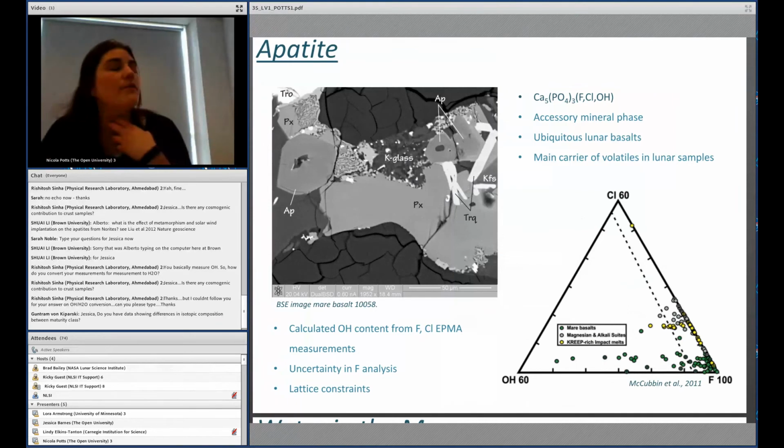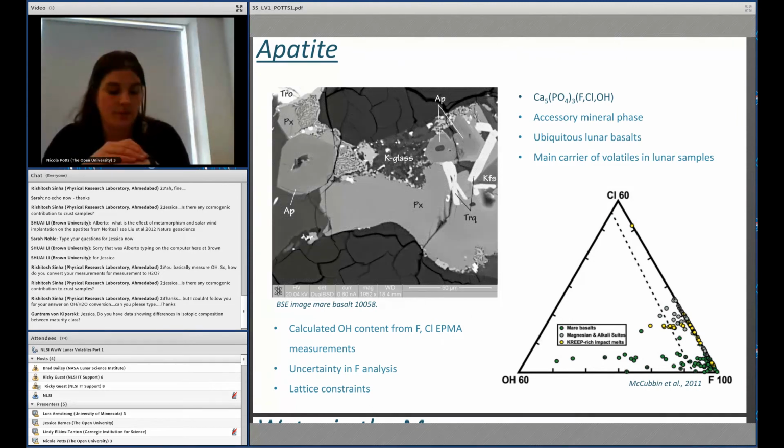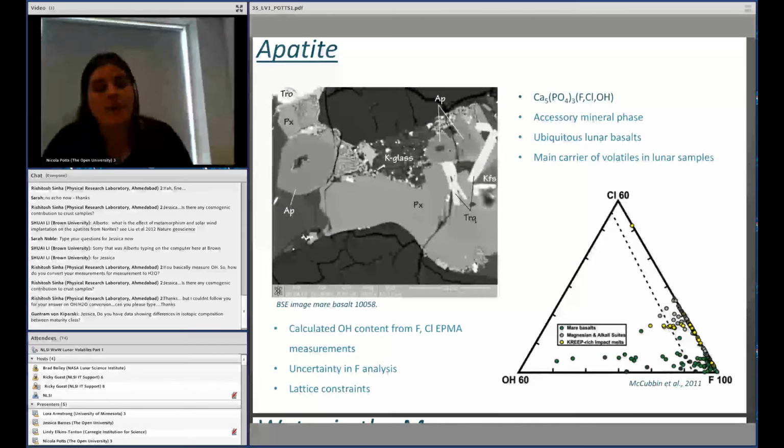So I'll just move on to the apatite rather than repeat what everyone else was saying. Apatite is a calcium phosphate mineral. It's an accessory phase mineral that is found ubiquitously in lunar samples, and it's the main carrier of volatiles in lunar rocks. Initial measurements of apatite used the electron microprobe, in which chlorine and fluorine contents could be measured, and having the measurements of chlorine and fluorine, they could calculate the OH content in the apatite.